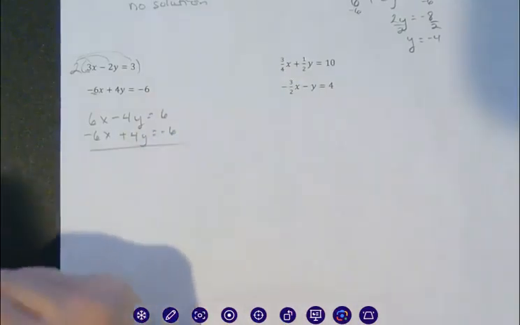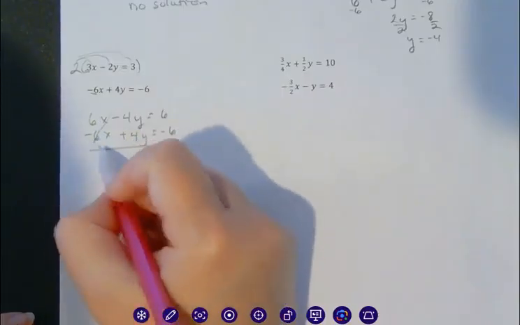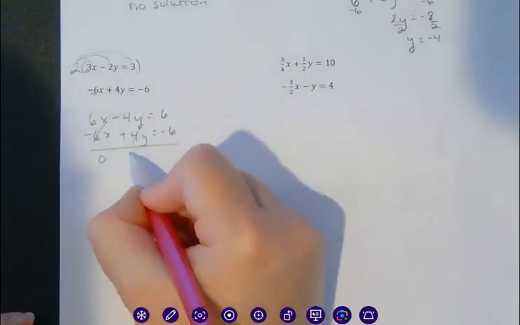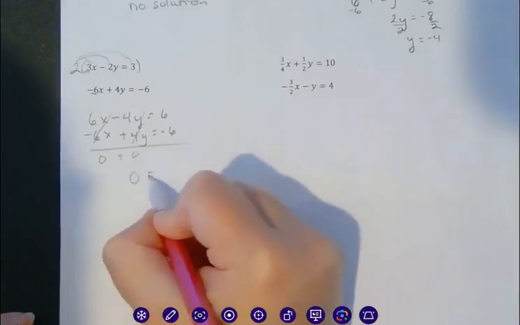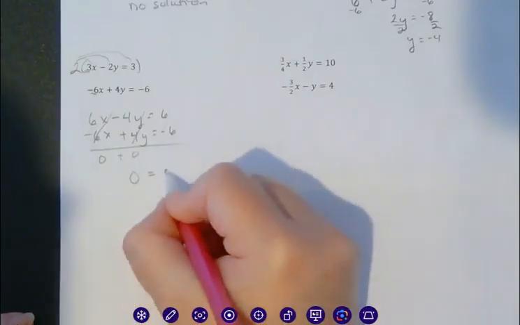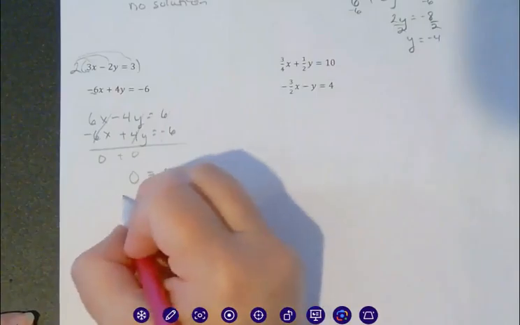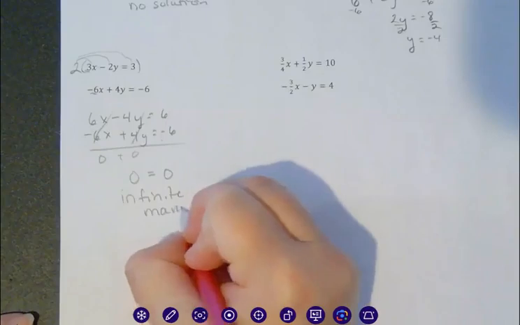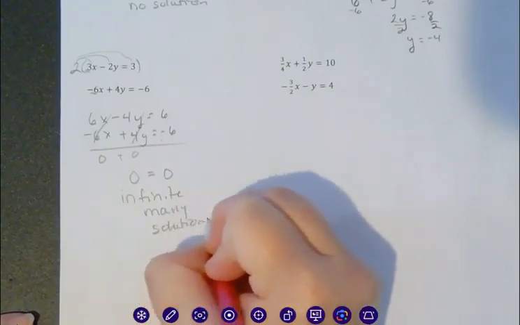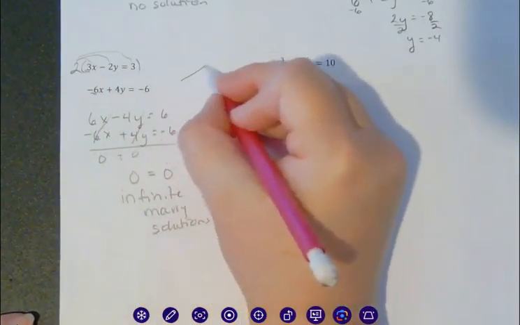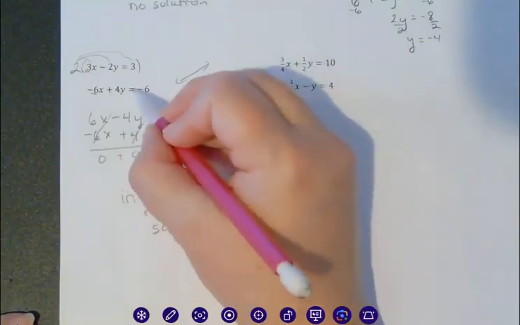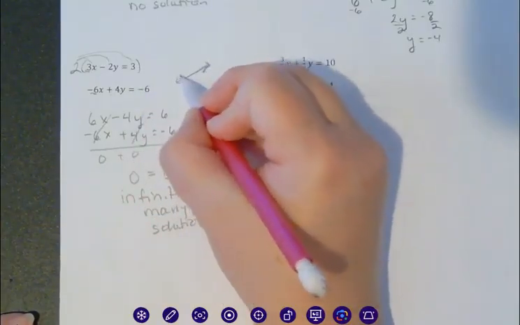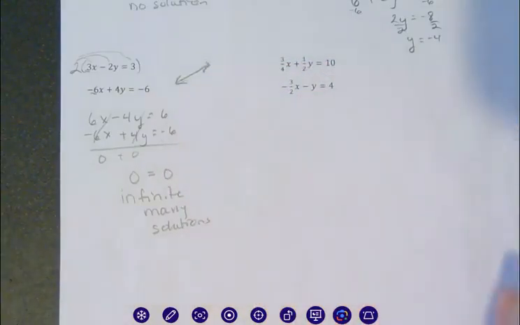And some of you are probably already noticing that 6x and negative 6x are going to eliminate. Negative and positive 4y are going to eliminate. So the left side is 0, and the right side eliminates also. And this is a true statement. So this one is going to have infinitely many solutions. So this means if I graphed this one, the line might look something like this. If I graphed that one, it's going to look something like this. They're going to be a line on top of itself, so we would call that two lines that coincide. They were equivalent from the very beginning.